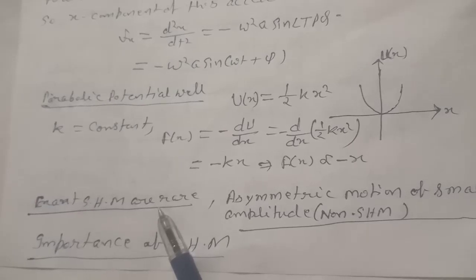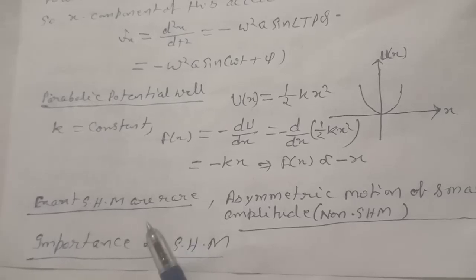For example, consider the motion of a simple pendulum. It is a simple harmonic motion in the limit of vanishingly small angle of oscillation. Similarly, the motion of a mass on a spring is simple harmonic in the limit of vanishingly small amplitude of oscillation. So in practice, such limiting conditions are rarely realized. Hence, exactly simple harmonic motions are rare.